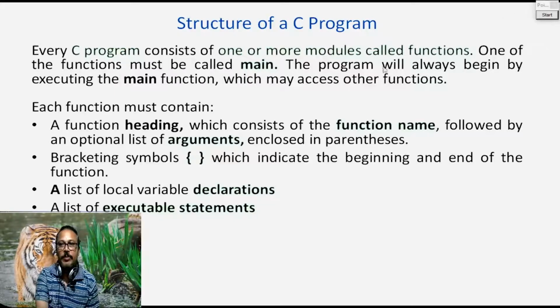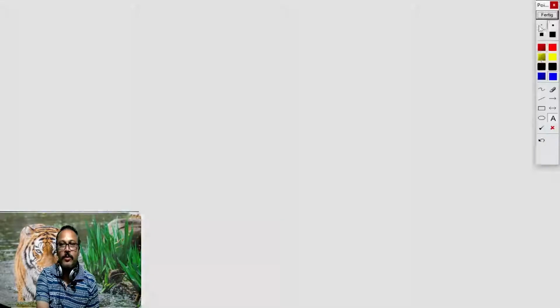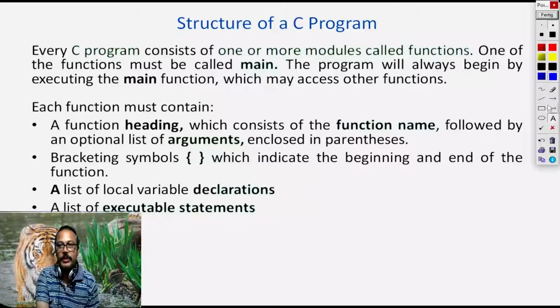So every C program is made of what are called modules. In the case of the C language, they are called functions. There is one function called the main function, where the program execution starts. So if you take a C program, that C program definitely consists of a main function.